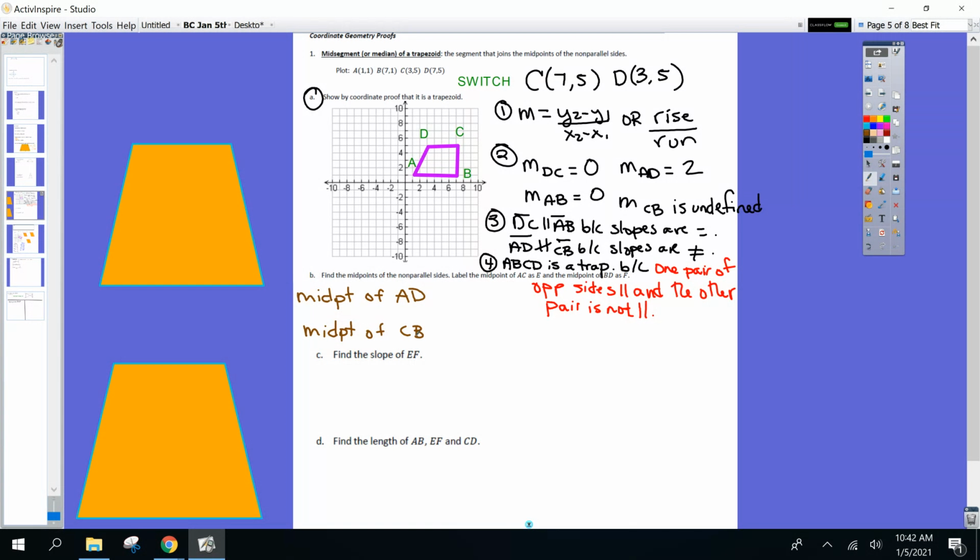This is how I'm going to introduce this new part to a trapezoid. All right, CB. Let's do CB first. The midpoint of CB. And I want you guys to call that point F for me when we graph it. You don't need the midpoint formula. No need for the midpoint formula. Just look at CB and find the midpoint. And let me know what it is.